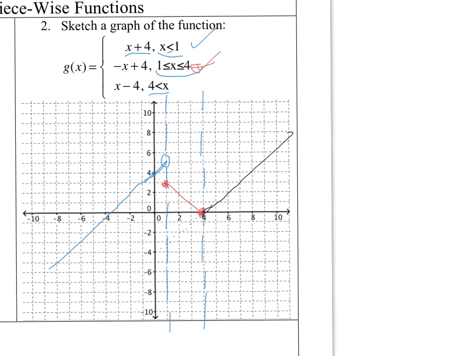Cool. So this is what our graph would look like. I'd like you to notice where the open and closed circles are. If an open and closed overlap, the closed fills in that open circle. And this is our final answer.